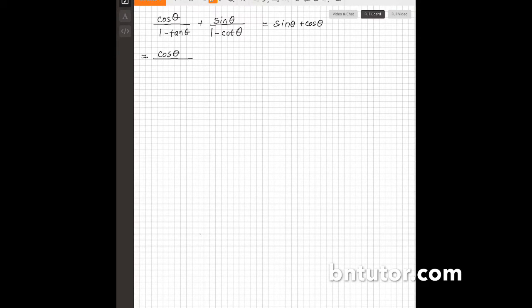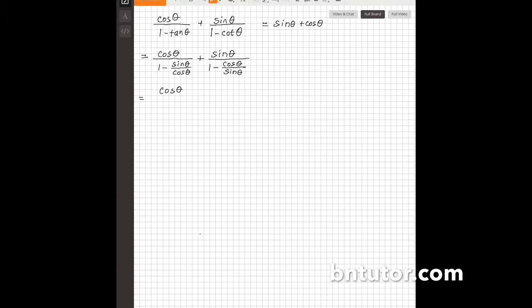The tangent that's in the denominator will turn into sine divided by cosine. We'll do the same in the second fraction. Where we have 1 minus cotangent of theta, we'll replace it with 1 minus cosine of theta over sine of theta. Now for just a little while, we'll focus entirely on the denominators of these two fractions.